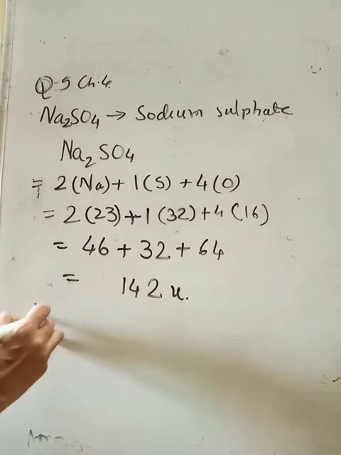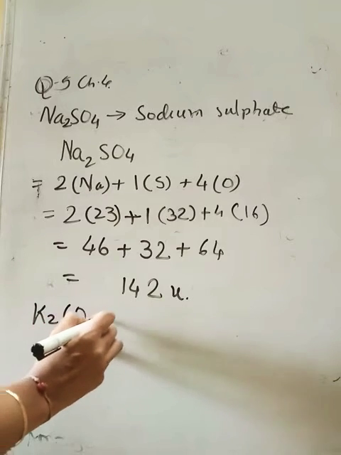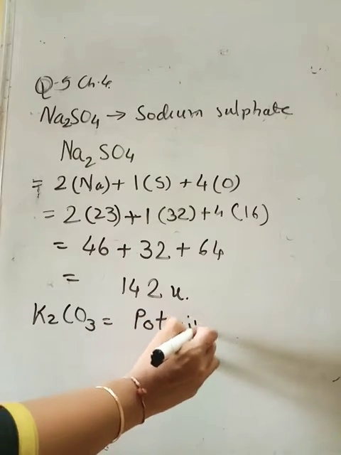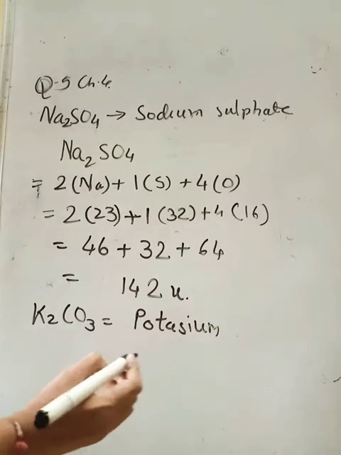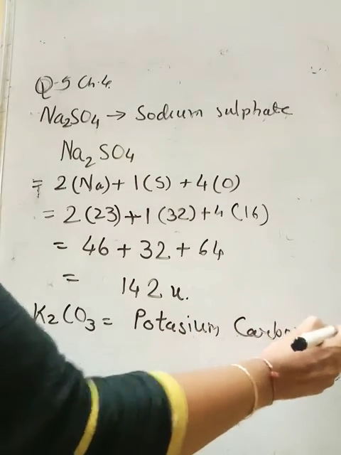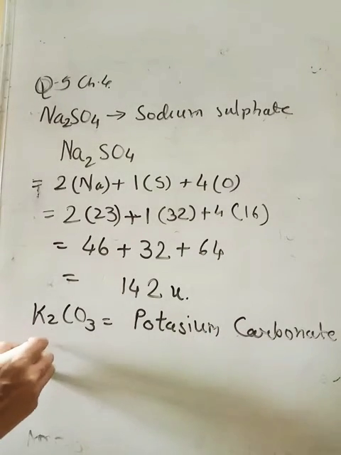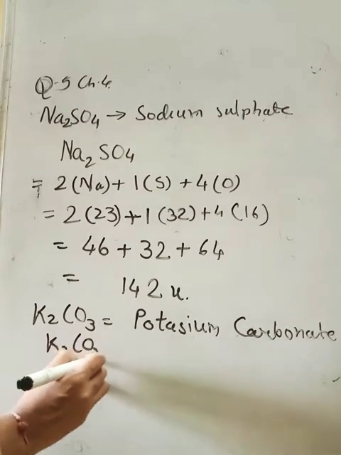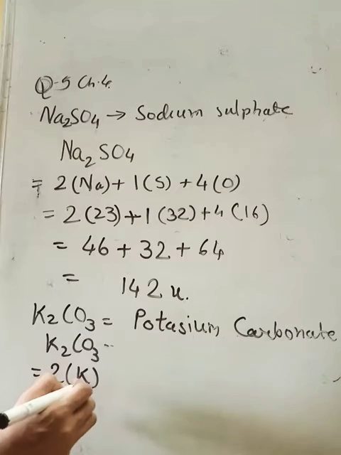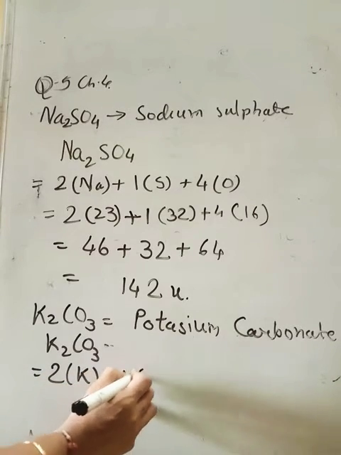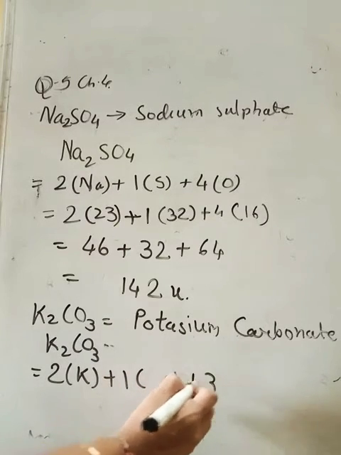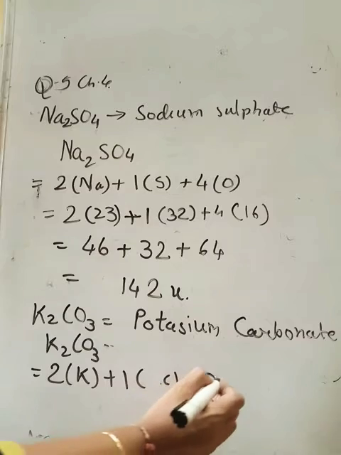So let us do now K2CO3. K2CO3 means K. K is what? Potassium. And CO3 means carbonate group. So potassium carbonate. First of all you write down K2CO3, which means you are going to have 2 atoms of potassium plus 1 atom of carbon plus 3 atoms of oxygen.